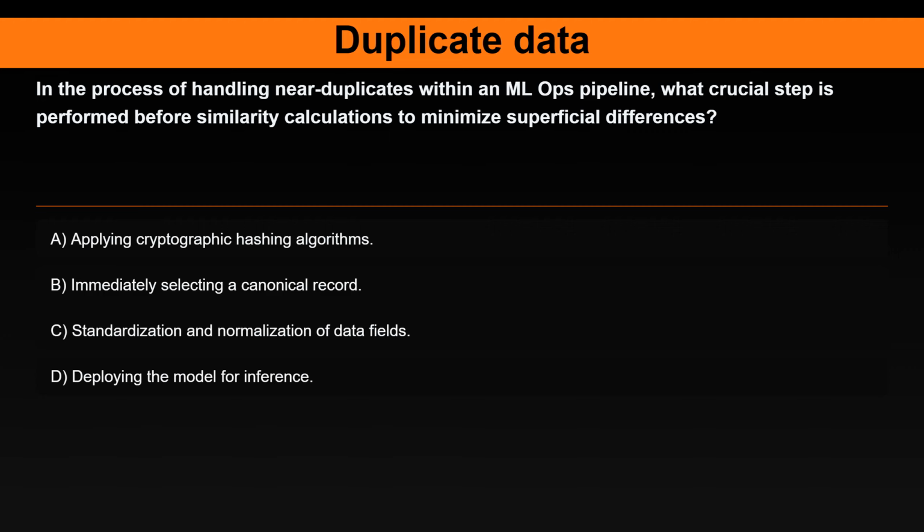Question 15. In the process of handling near duplicates within an MLOps pipeline, what crucial step is performed before similarity calculations to minimize superficial differences? Option A. Applying cryptographic hashing algorithms. Option B. Immediately selecting a canonical record. Option C. Standardization and normalization of data fields. Option D. Deploying the model for inference.